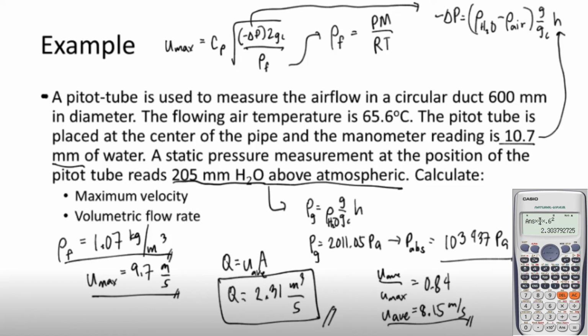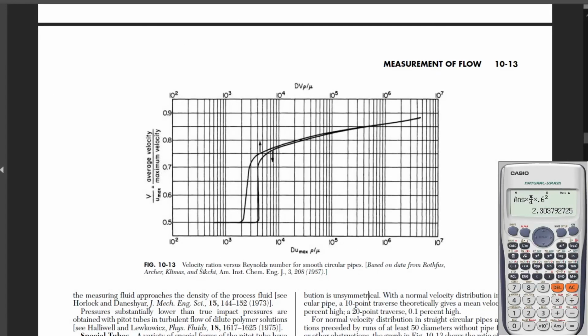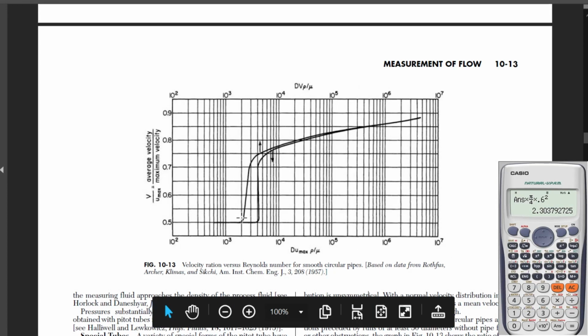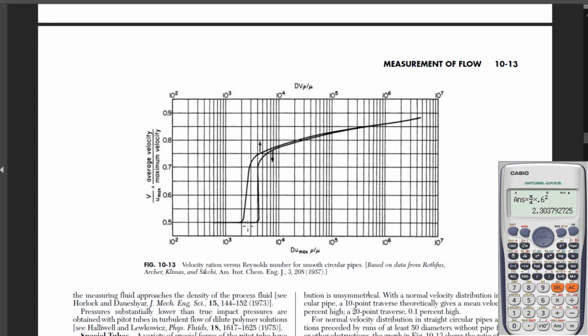Now, before we close this lecture, let me go back to the graph. If you take a look at this graph, at the initial portion, you have this horizontal line that pertains to the ratio equal to 0.5. That is, the average velocity over maximum velocity is equal to 1/2. And this is actually the regime of laminar flow. For laminar flow inside of a pipe, the average velocity is always half of the maximum velocity.